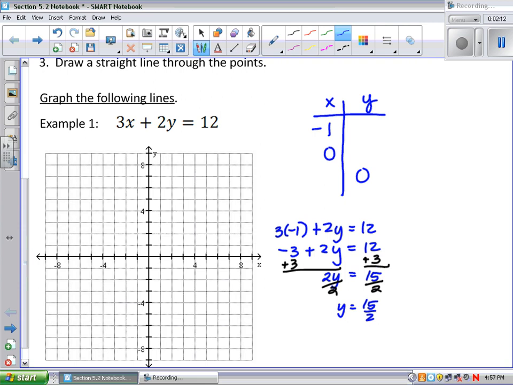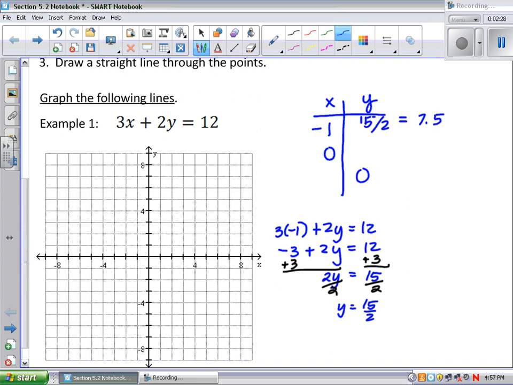Now, the true value here is 15 over 2. I can plug that into my table, but oftentimes when we're graphing, it's easier to do this as a decimal. If you divide 15 by 2 on your calculator, it will tell you it's 7.5.